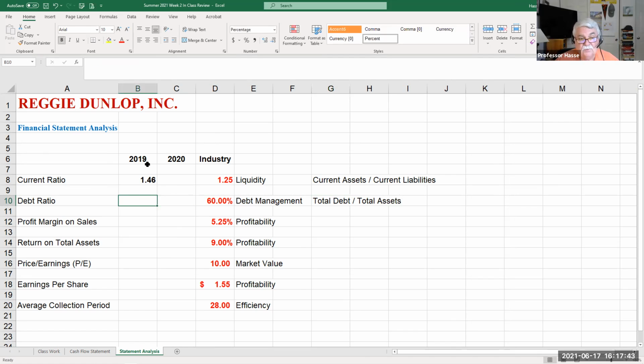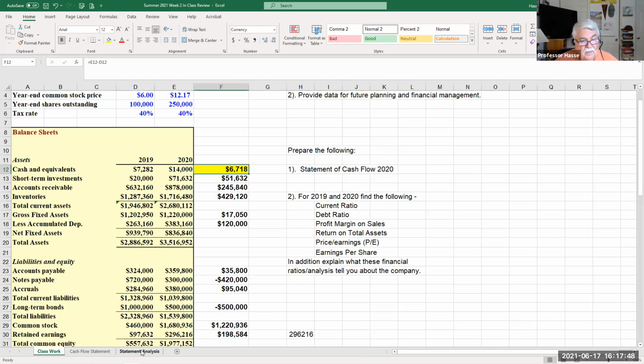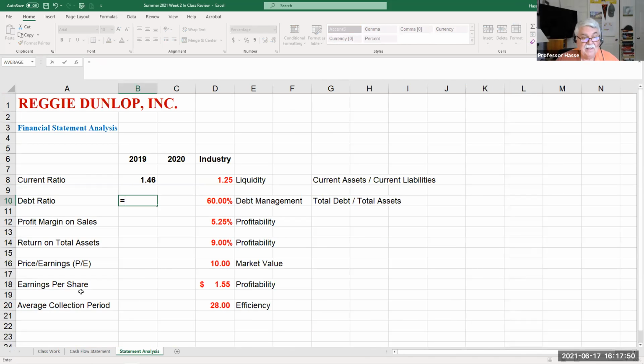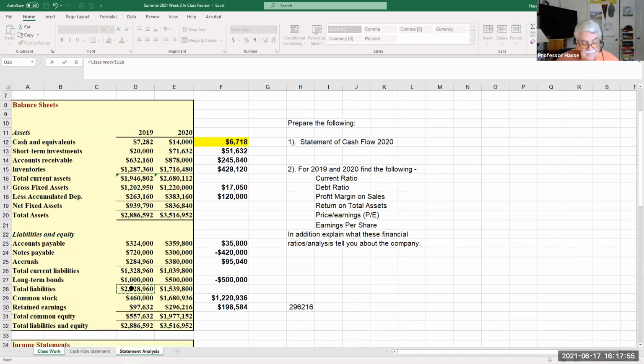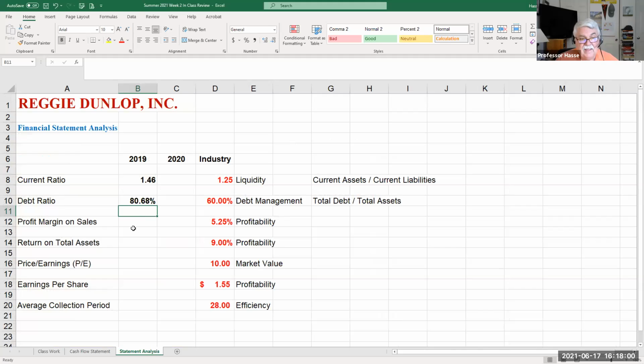Total debt divided by total assets. That's the debt ratio. It's a percentage. So I go to my balance sheet, total debt, there it is right there, and divided by total assets. 80.68%. Pretty high. The industry average is 60%. What is it in 2020? See if you can calculate that. It goes down because remember, they paid off a lot of debt in that month.